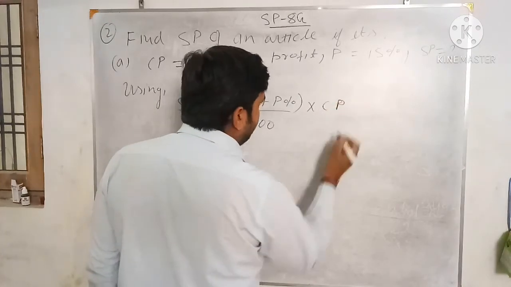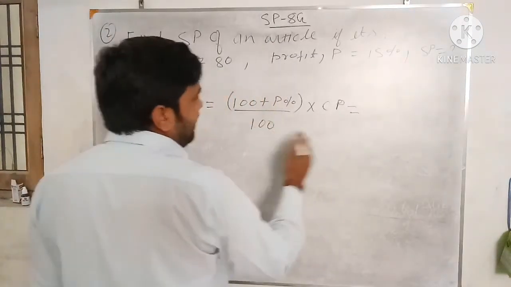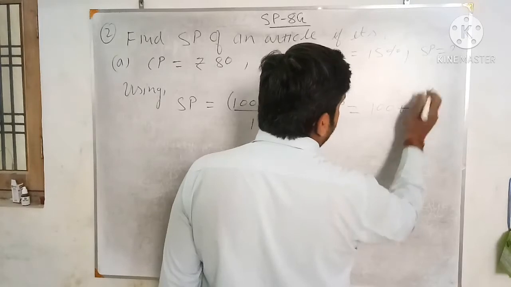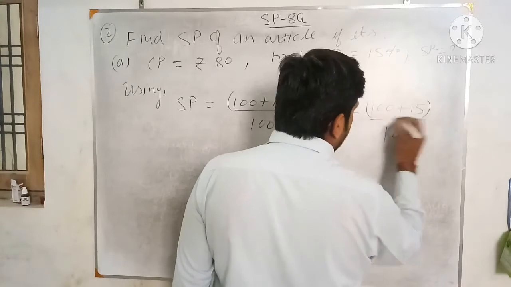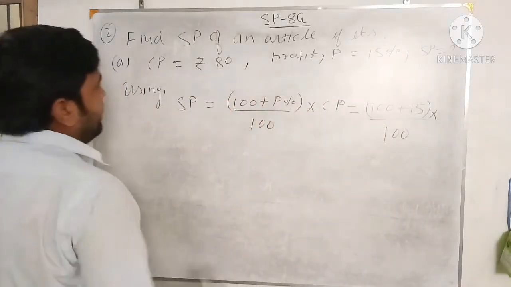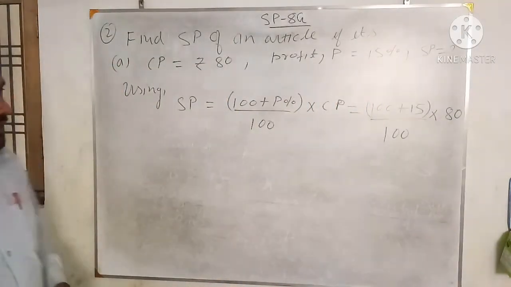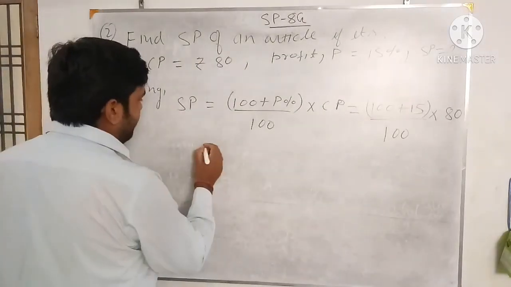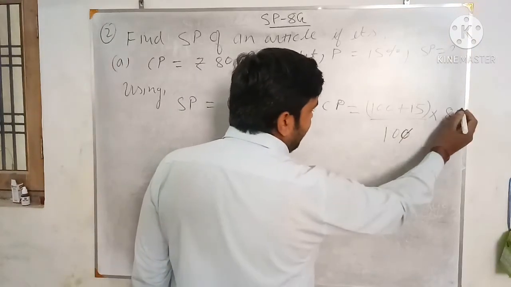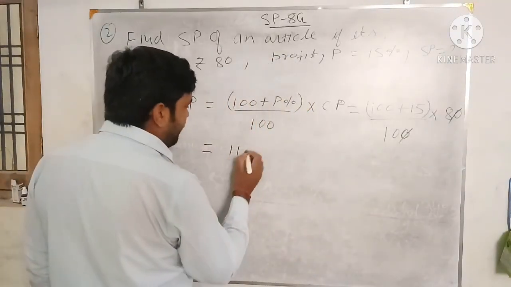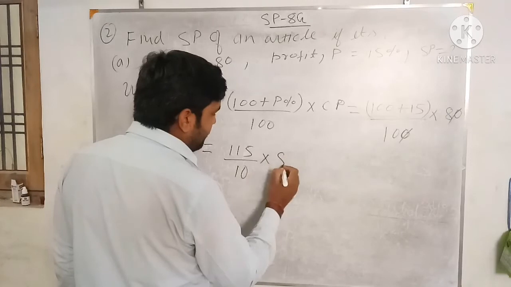Now we put the values in this. 100 plus profit percent, where profit percent is given as 15, so (100 plus 15) upon 100 into cost price. Cost price is rupees 80. Now see what we get: 100 plus 15 is 115, and the zero in the denominator cancels with a zero, so 115 by 10 multiplied by 80, that is 115 by 10 into 8.